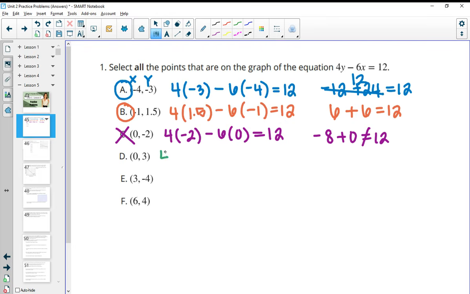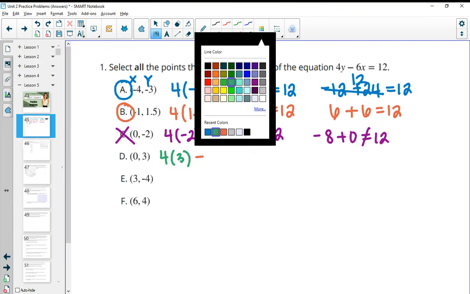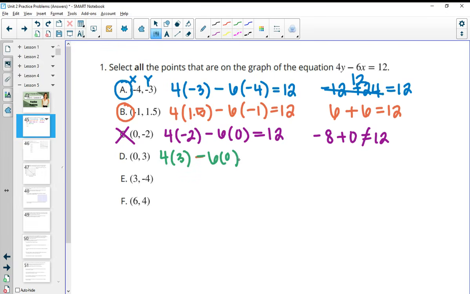D, 4 times the y coordinate of 3, and then minus 6 times the x coordinate of 0. Does that equal 12? 4 times 3 is 12. -6 times 0 is 0. And 12 plus 0 is 12. So D is a solution.